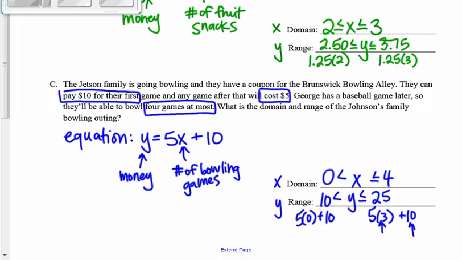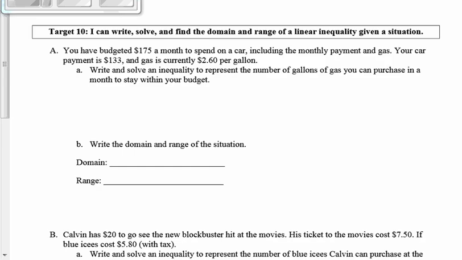All right, for our last target for the unit, we have something that's very similar to what you were doing on the front, but now you're going to do an inequality. And so the difference here is that you're going to be able to spend up to a certain amount. So we're going to be talking about budgeting. If you think about budgeting, a budget would be a very high amount of money that you could spend on a certain thing. But you can always spend under budget. That would be appropriate. So we're going to use inequality symbols instead of writing an equation with an equal sign.